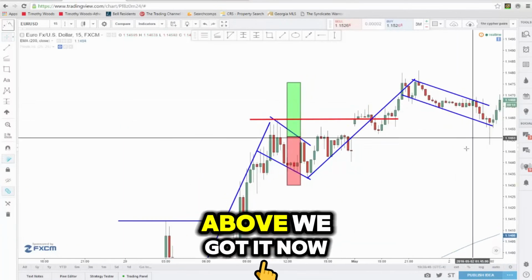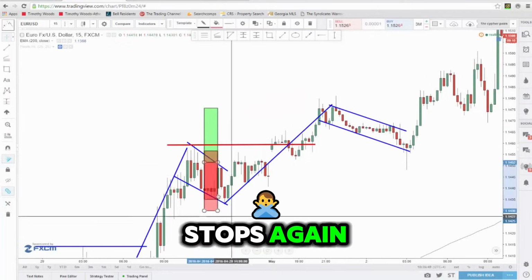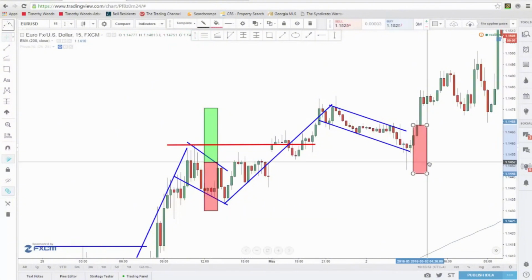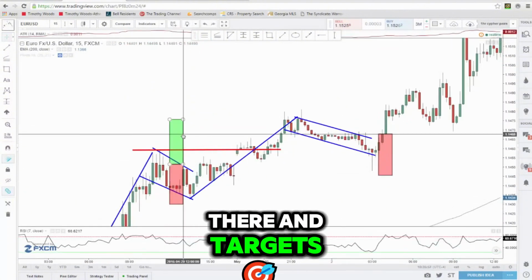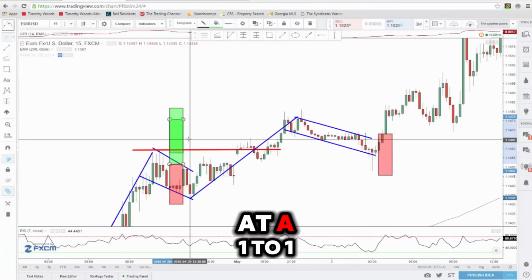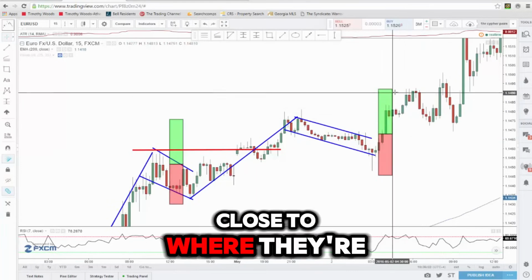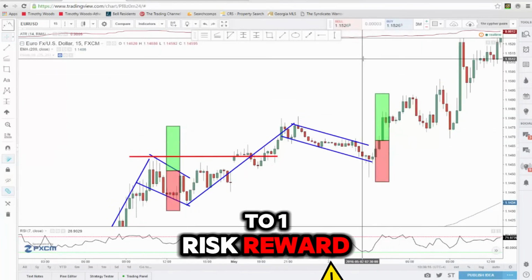Waiting for the break above, we got it. Now stops again below our previous swing there, and targets, assuming we're taking targets at a 1-to-1, close to where they're at already. Obviously you can take much more than a 1-to-1 risk reward for your targets.